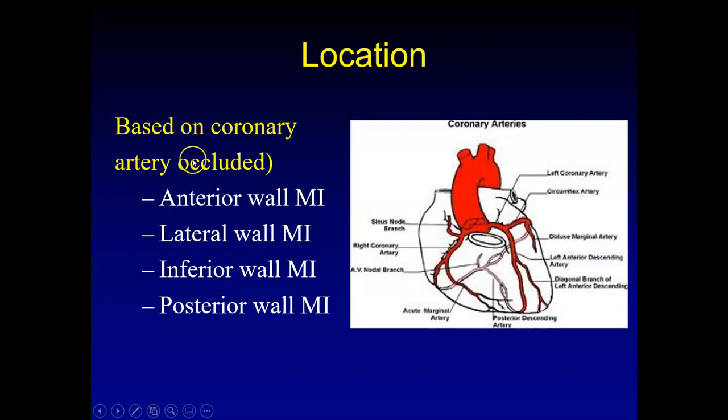All right, so we definitely need to know where we have our infarct based on what coronary artery is involved. This is a very simple graph. I do expect you to memorize this. Okay, I want you to memorize this. You must know right coronary artery, also known as RCA. You must know this is your left coronary, and this is your LAD, left anterior descending, also known as the widowmaker.